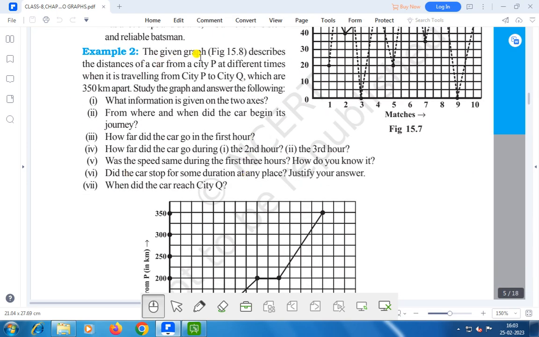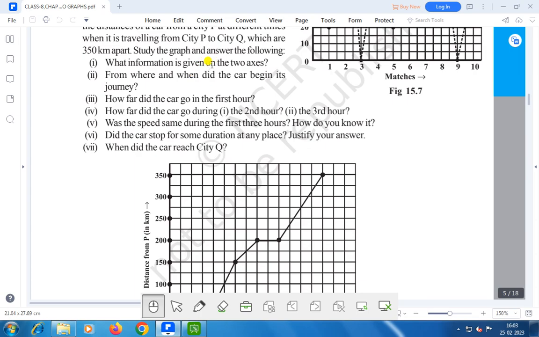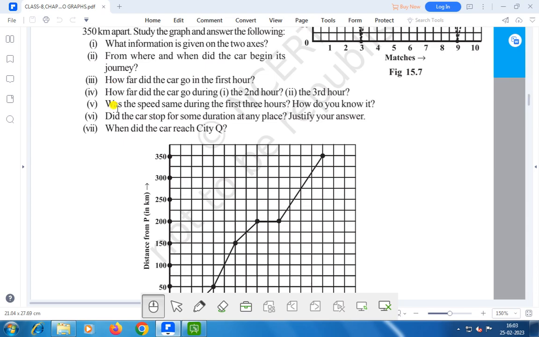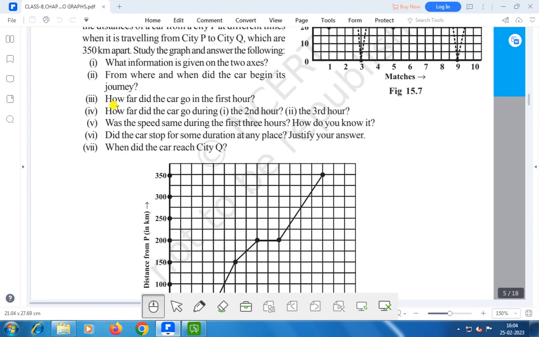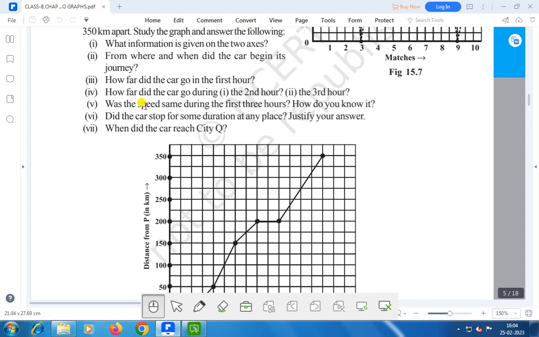Here, example 2. The given graph describes the distances of a car from a city P at different times when it is traveling from city P to city Q, which are 350 km apart. Study the graph and answer the following questions. What information is given on the two axes? From where and when did the car begin its journey? How far did the car go in the first hour? How far did the car go during the second hour and third hour?